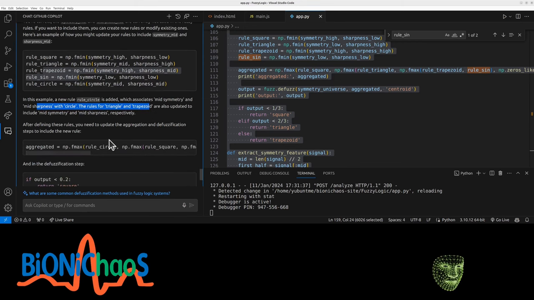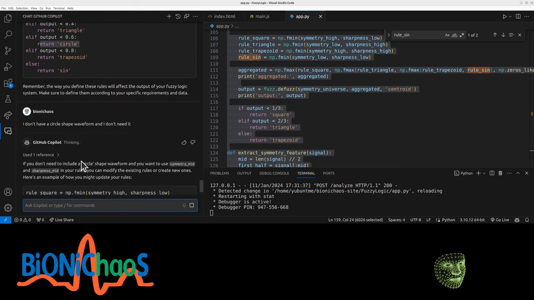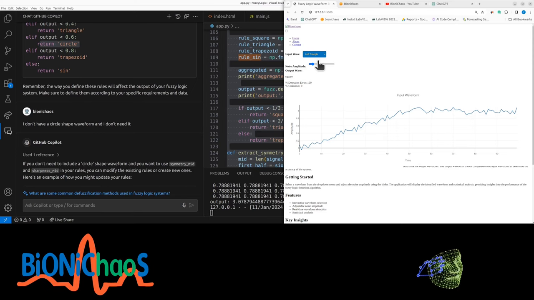No, I don't want it. Aggregation, defuzzification steps. I don't have a circle shape waveform and I don't need it. No, I do want to use the sharpness, the symmetry, medium. So the idea is that we're looking at the symmetry and sharpness of the signal.